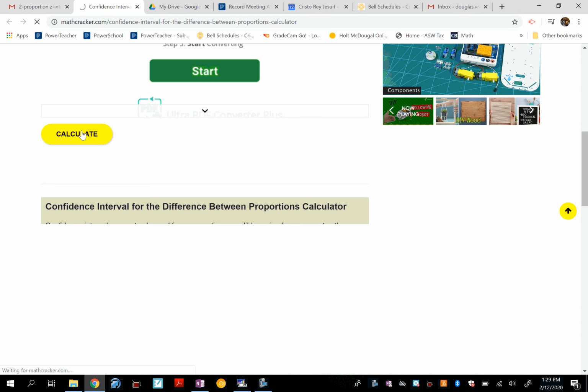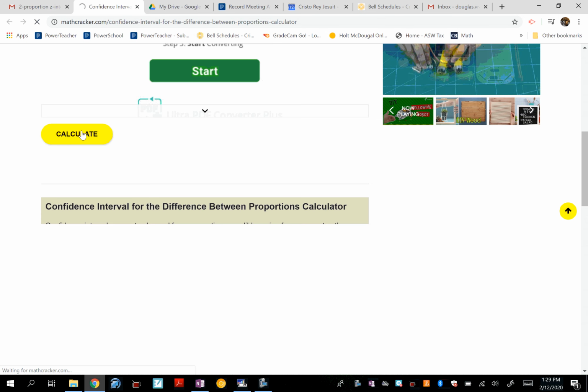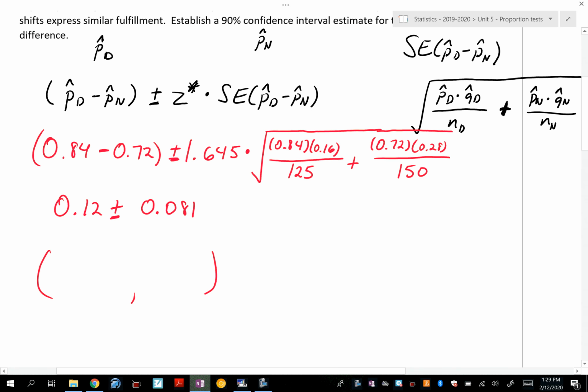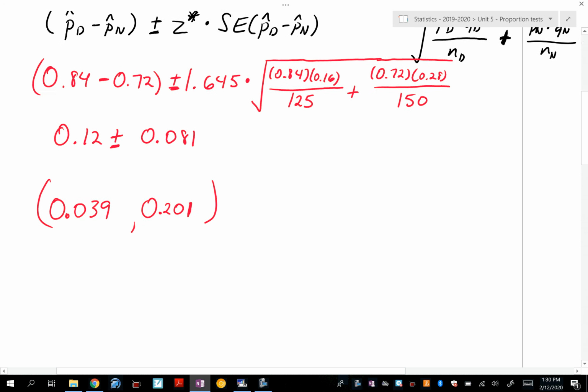All right, did you guys get an answer? Okay, so can I cheat off yours, Catherine? Great. All right, so the lower part, thank you, is 0.039, and the upper is 0.201. Okay? Now watch the sentence that I'm going to write here.